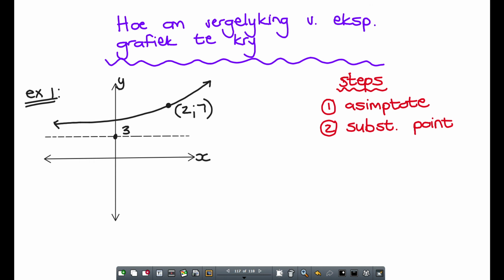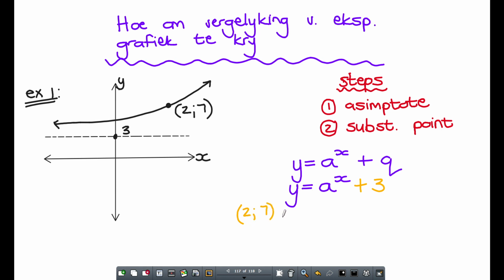Okay, so we start with the equation. What is the equation of an exponential graph? We have y is equal to a to the power of x plus q. So I'm going to start with y is equal to a to the power of x, and instead of q, look at what my asymptote was: positive 3. So plus 3. Now, step 2 says substitute in a point. So we substitute that point that was given, the coordinate where x is 2 and y is 7.